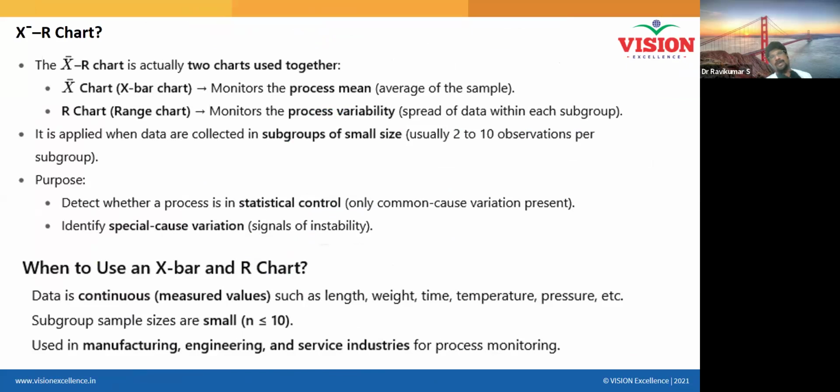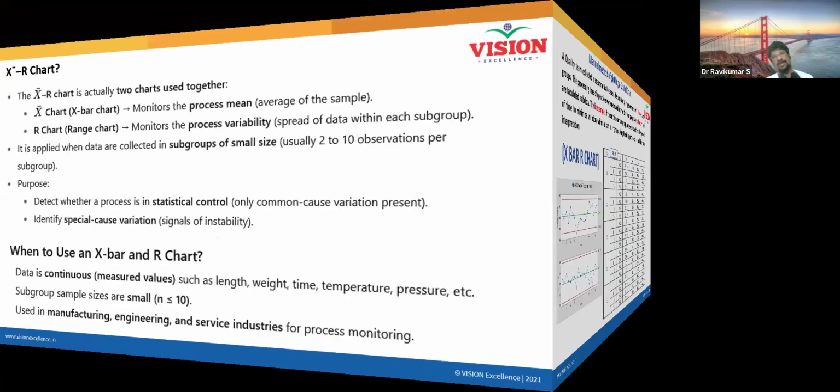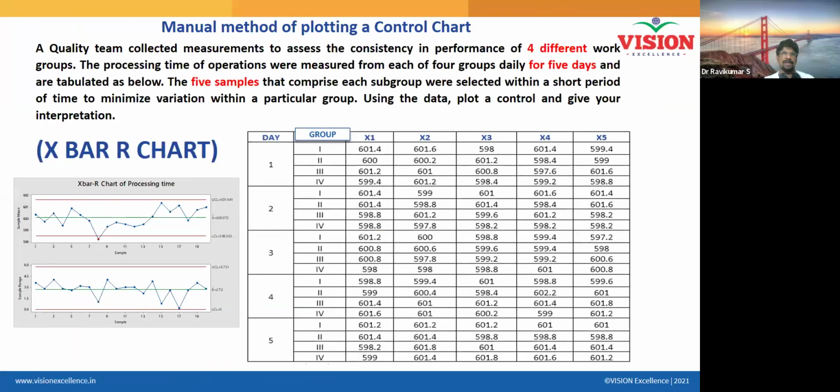So the X bar chart, we are going to monitor the process. The X bar chart actually monitors the process mean and the R chart monitors process variability, the spread of the data within the particular samples. Whenever the subgroup size or the sample size is less than 8, we are going to use the X bar R chart. Now let us take a small example.